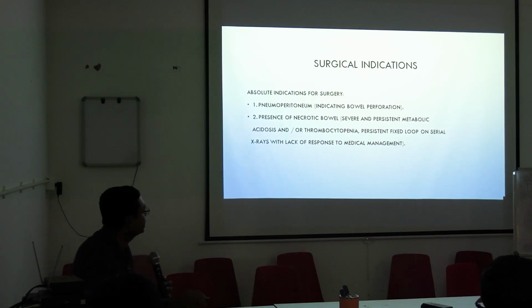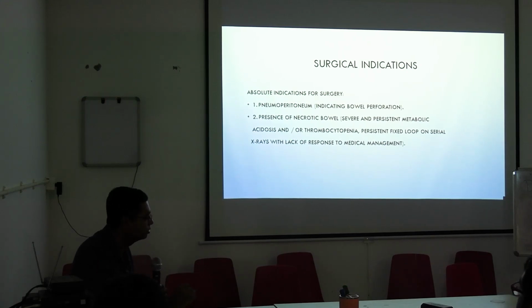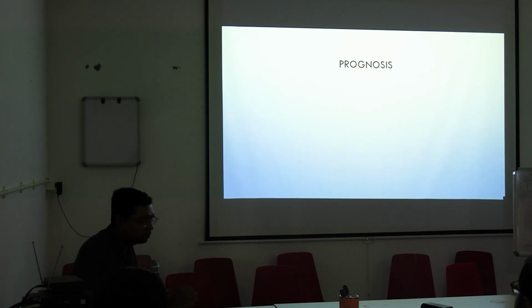মানে যদি দেখা যায় যে medically this metabolic acidosis and thrombocytopenia is not responding, and there is persistent fixed loop on serial X-rays, and there is lack of response to medical treatment, you have to go for surgical intervention. বুঝা গেল? Yes. So what is the prognosis?